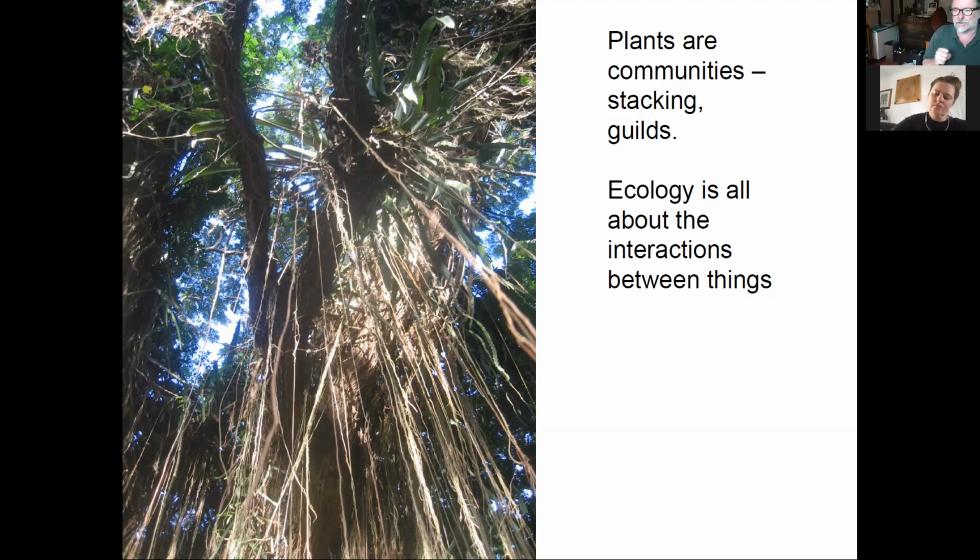Because if you just look at the thing, there's the tree, there's the succulent, and we look at them in isolation, we are missing the interaction between the two. And that's the bit that makes it work.